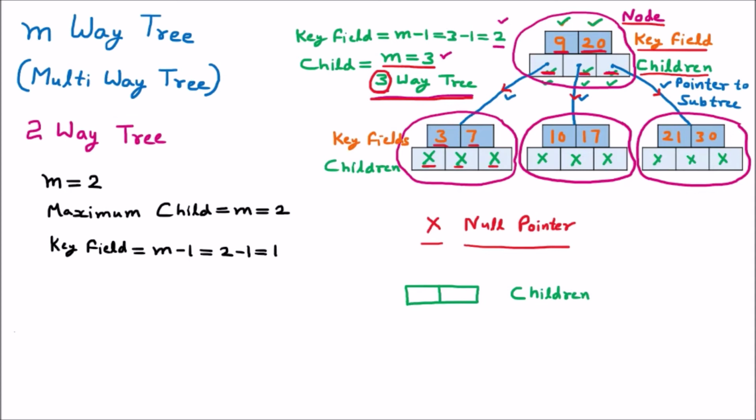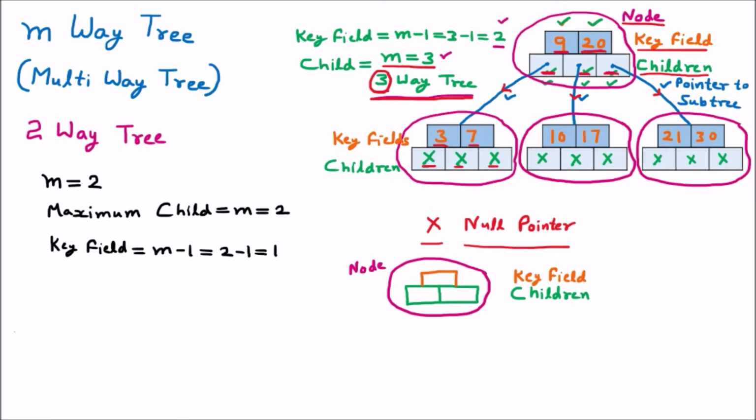Now above the children we should connect 1 key field. So you can see that 2 children are there, and 2 minus 1 is 1, so that is representing the key field. This is how we can generate the node of a two-way tree. This is the maximum limit. So this is the node which is ready. Now we can say that this complete thing is nothing but the node. So here we have successfully generated the node of the two-way tree.